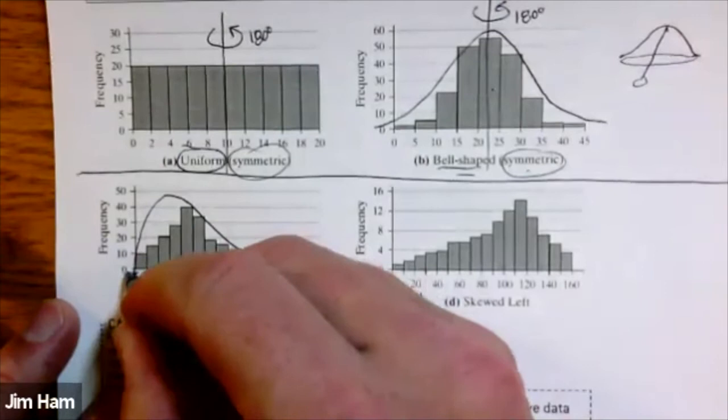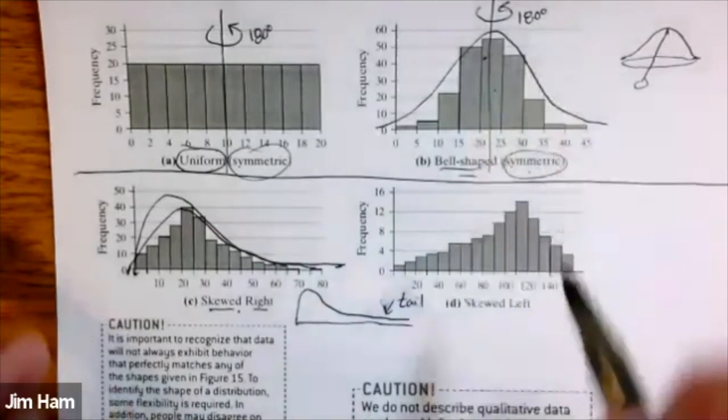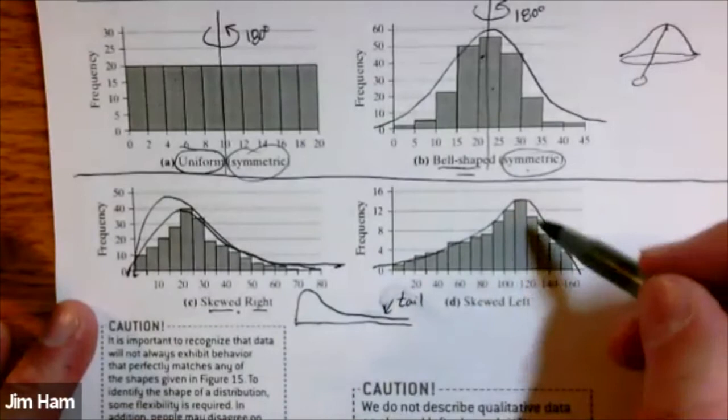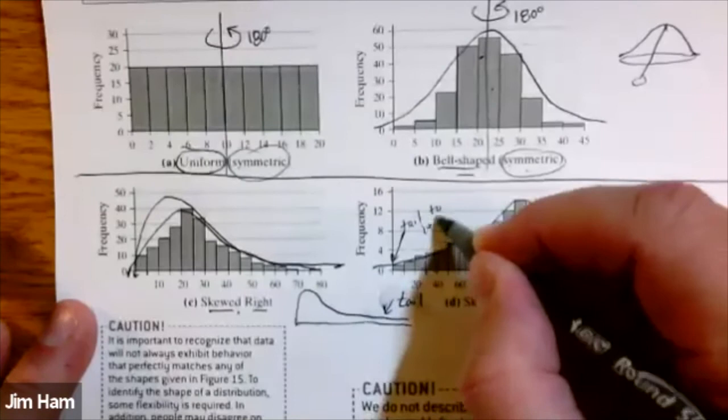My curve doesn't look perfect, but anyway, there's a tail over here. It's certainly not high in the middle and tapering off symmetrically. Similarly, this one has a tail to the left, and it's front-loaded on the high side. So the tail is over here, so we say that this one is skewed to the left.